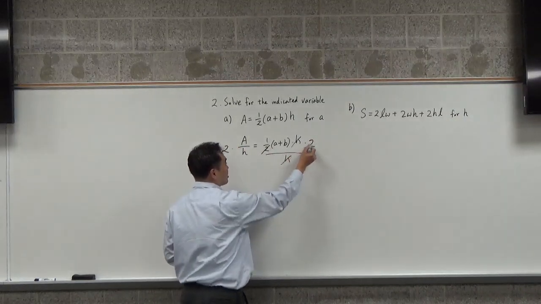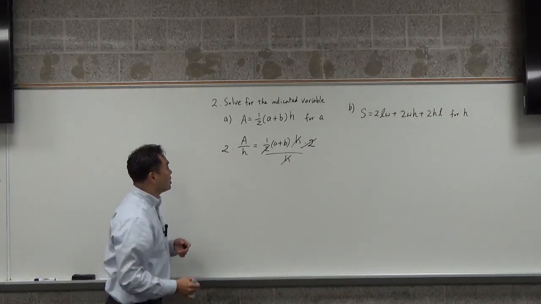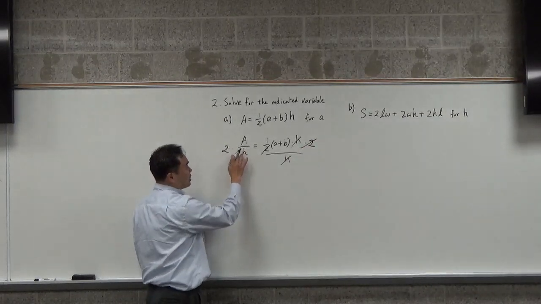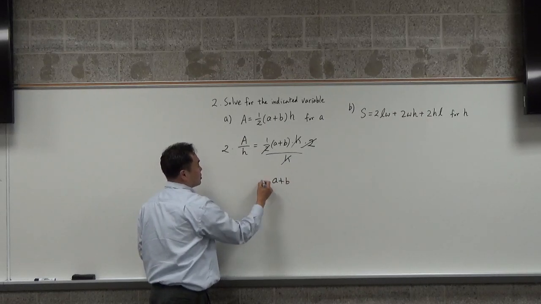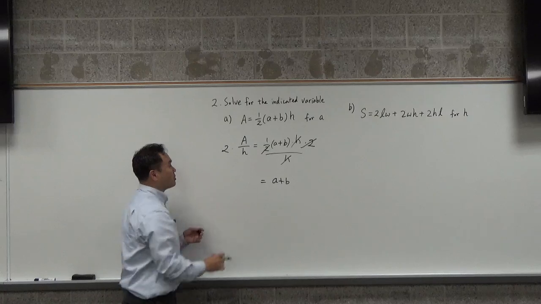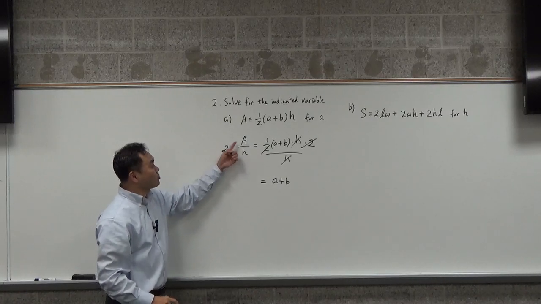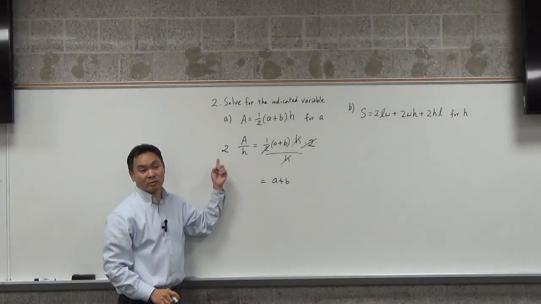We'll cancel this denominator, and you end up with 2 times A over H equals this part. Okay, let me simplify this a little bit. When you multiply a number to a fraction, where does it get multiplied?